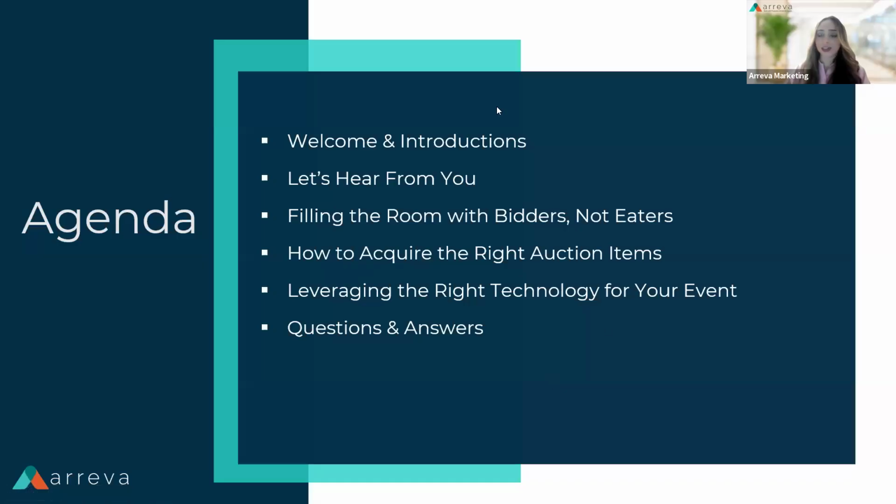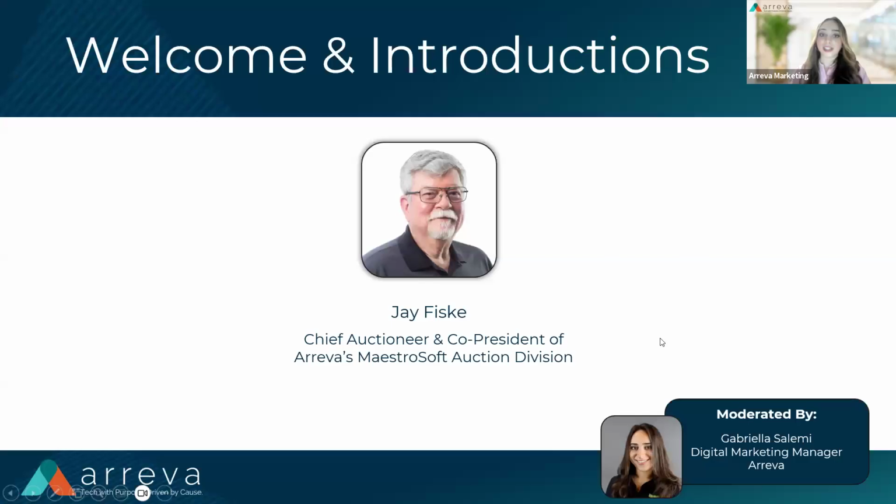So for our agenda today, we're going to start by introducing our presenter. We're going to ask a few poll questions to hear from you. We're going to talk about filling your room with bidders, not eaters, and then how to acquire the right auction items, talk a little bit about technology to implement all these great things you're going to see, and then get into some questions and answers. This is an interactive session, so during this time, please make sure you're utilizing that chat box and the Q&A box. Chats come through all throughout the session. The best way to make sure we see your question and answer it is in that Q&A feature on our end.